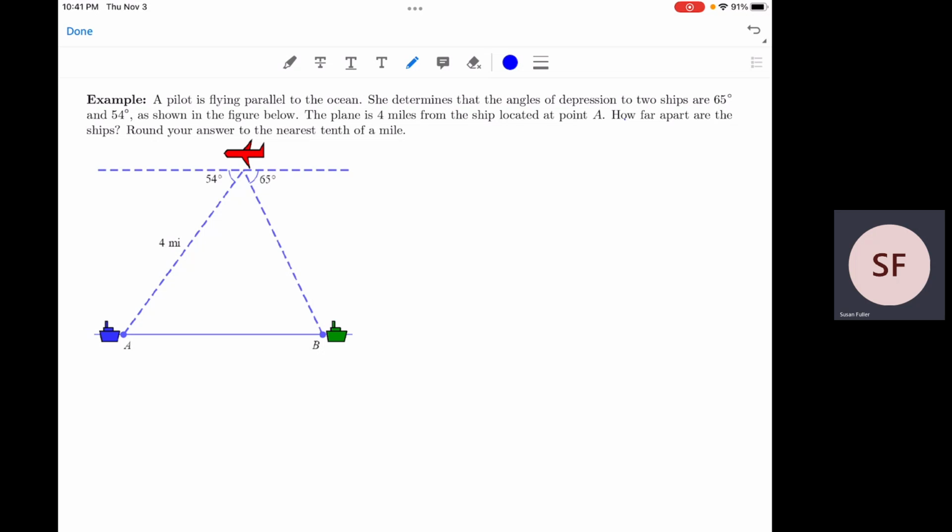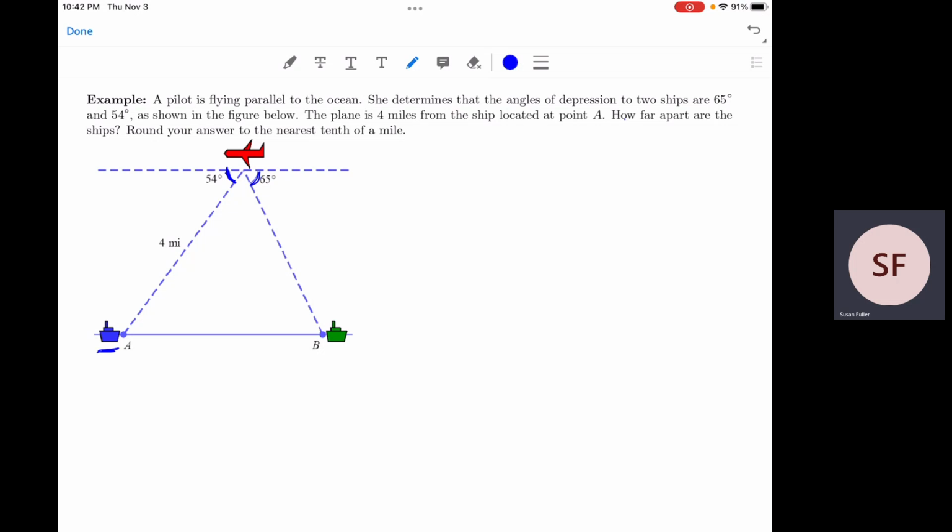Okay, so we've got some information here. Luckily, they put in these angles of depression for you because I think that's a really confusing way to explain this, but they put those angles in there for you, which is helpful, and they fill in that distance to ship A. What we're looking for is the distance between our ships.